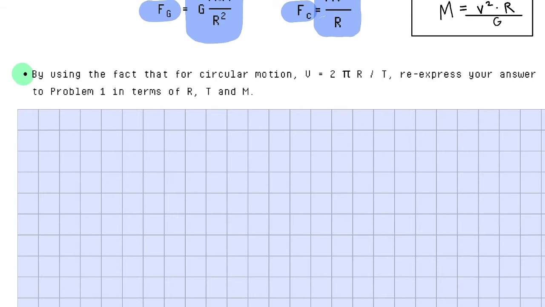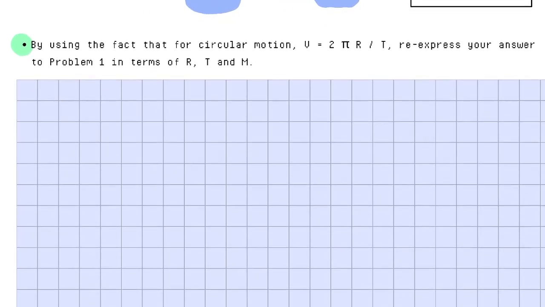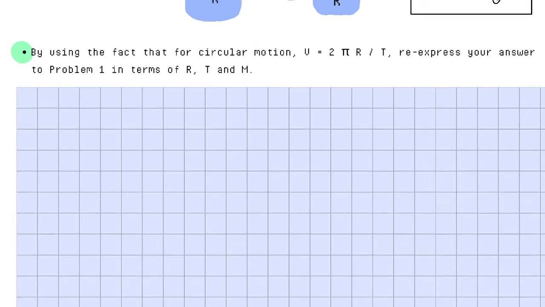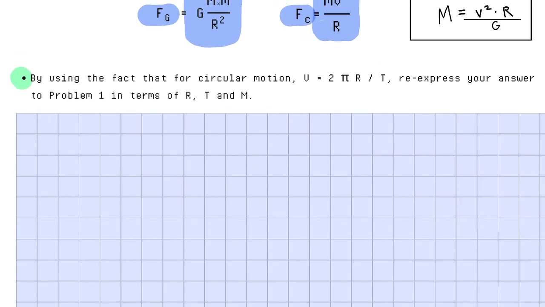Part 2. By using the fact that for circular motion, v equals 2 pi r divided by T, re-express your answer to problem number 1 in terms of r, T, and G. So this will be another substitution, but we're going to substitute 2 pi r over T into velocity in our answer to the previous problem.